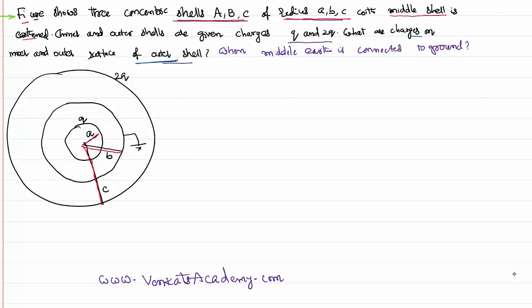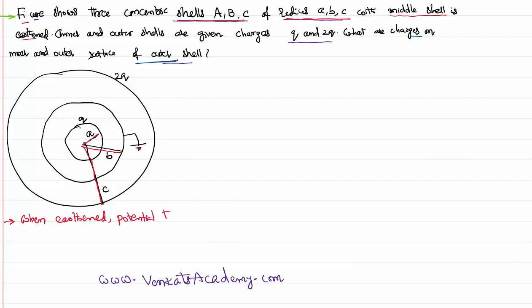It was given that the middle shell is earthened, connected to the ground. Whenever we earthen it, the potential there becomes 0. So the potential of that middle shell on the outer surface is equal to 0.